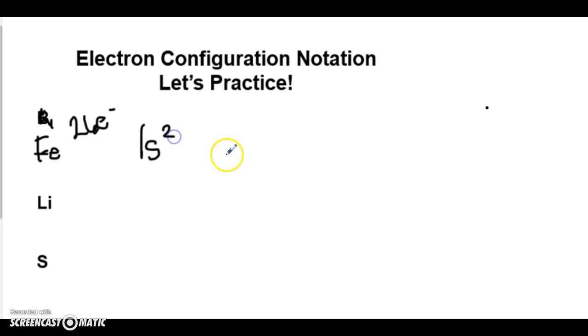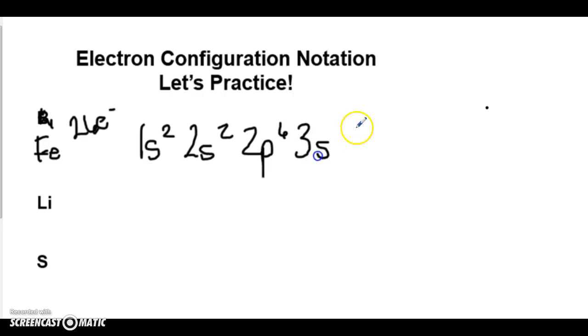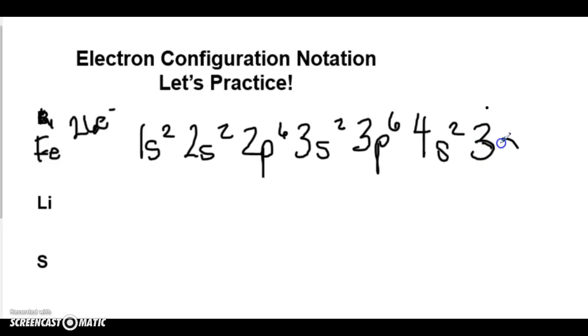1s2, 2s2, 2p6, 3s2, 3p6, 4s2, 3d, what? So we have 6, 7, 8, 9, 10, 16, 17, 18, 19, 20... 3d6. So at this point, you double check yourself.